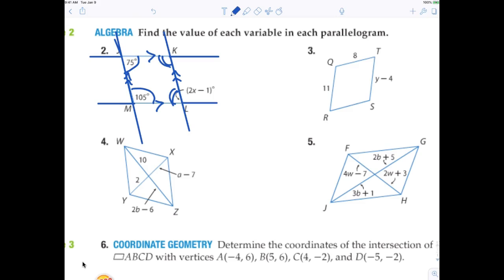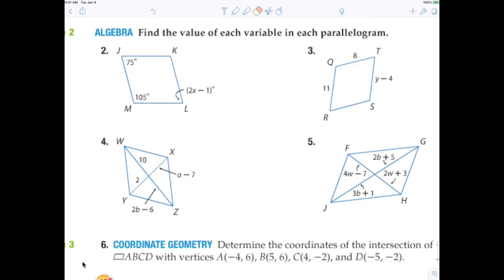And now here's where I need you to listen. These two angles are also what? Supplementary. So now we use this in, I think, chapter 2 or chapter 3. We talked about this. If two angles are supplementary to the same angle, then those two angles are what? Those two angles are congruent. So it's really easy to prove that the opposite angles of a parallelogram are also what? Congruent.